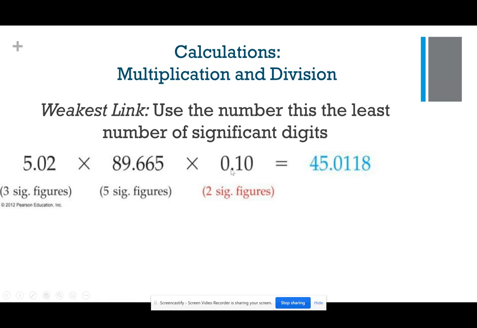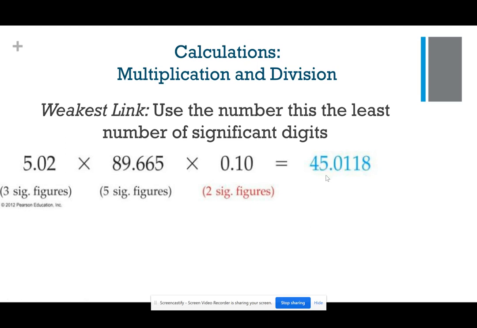And we see this measurement, 0.10, 2 sig figs in that measurement. So this last instrument, whatever it was that took this reading, was the weakest link. So it's going to limit how many sig figs in our answer. So when I write my answer down, I'm limited to only 2 significant figures.